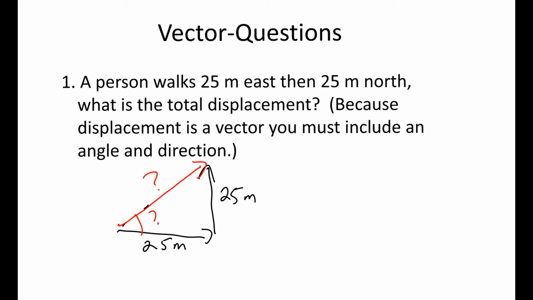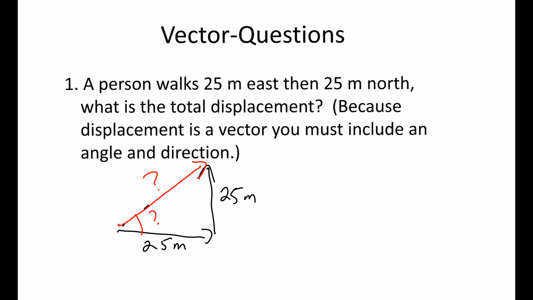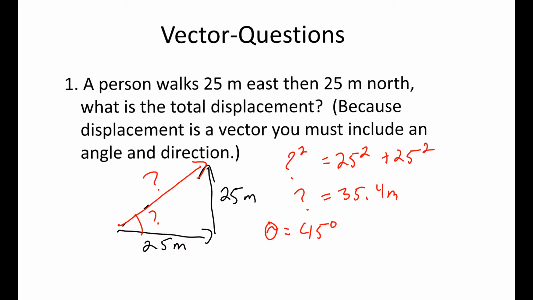To figure out that side, we're going to say question mark squared equals 25 squared plus 25 squared. And what's the length of that side? 35.4 meters. And our angle, we'll call that theta, is going to be 45 because they're both the same size, right? Or the way to do that would be inverse tangent when we get to that.